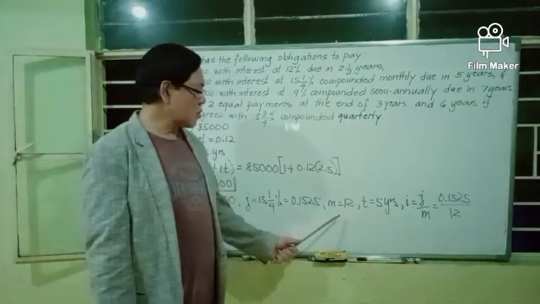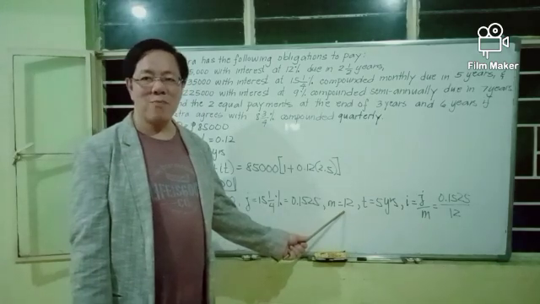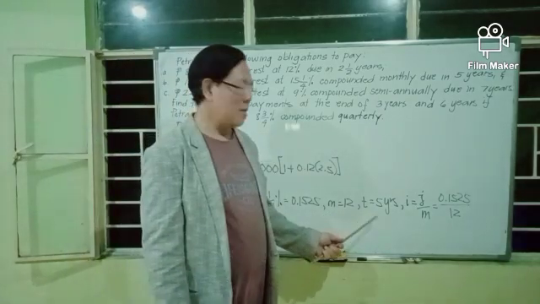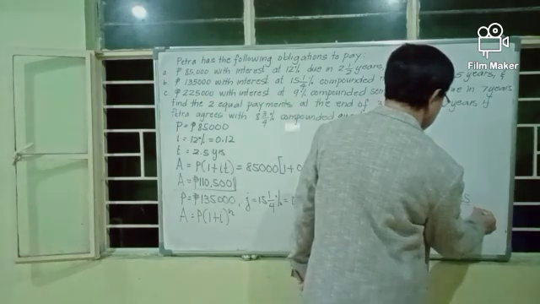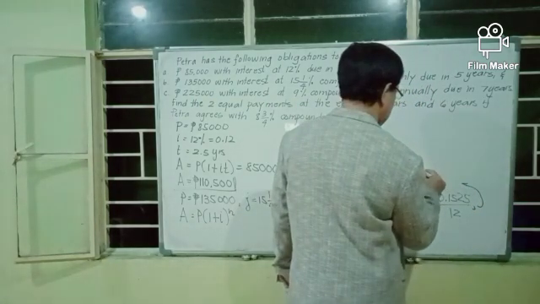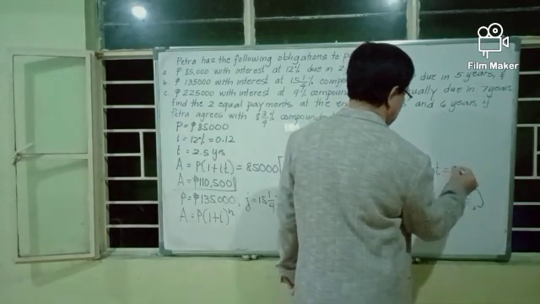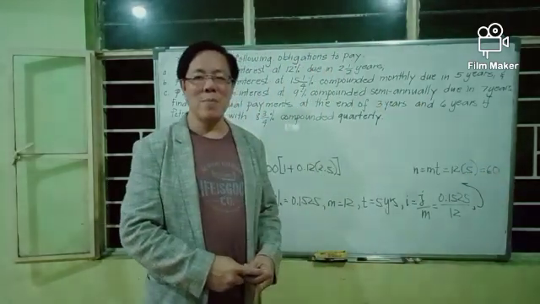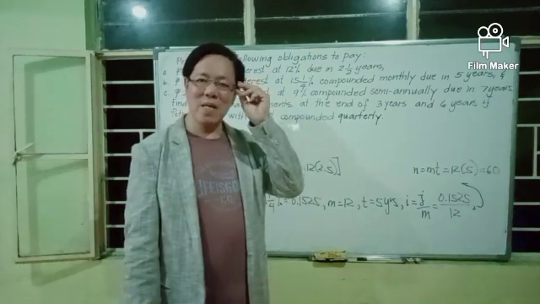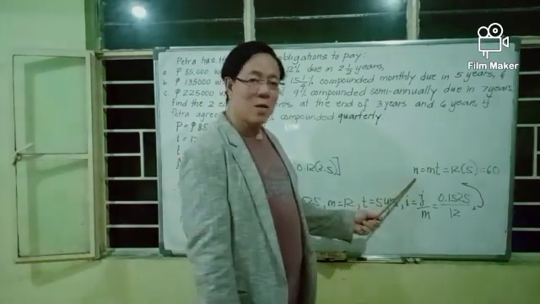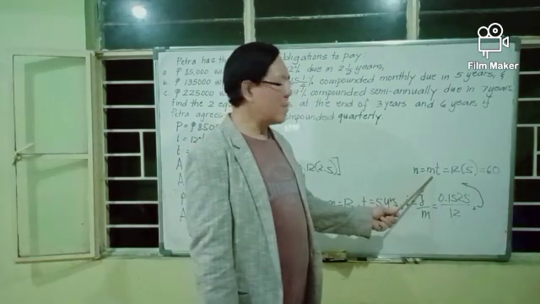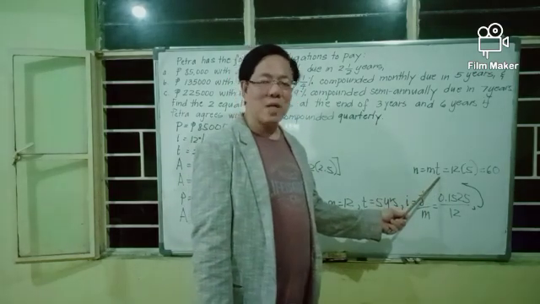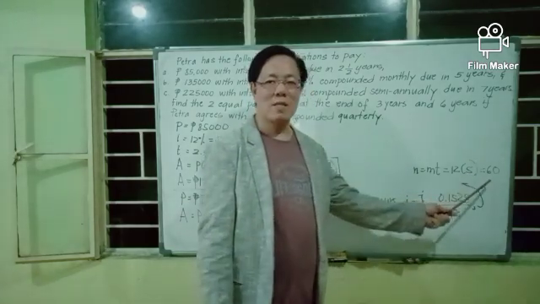If interest is computed 12 times a year, hence the total number of interest computations, denoted by n, is m multiplied by t. M is the number of times that interest is computed in 1 year, 12 times, multiplied by the number of years, 5 years. And 12 multiplied by 5 is 60.